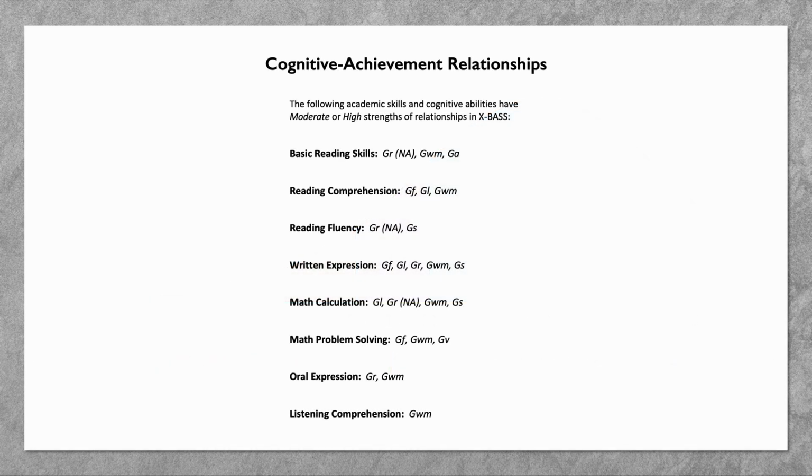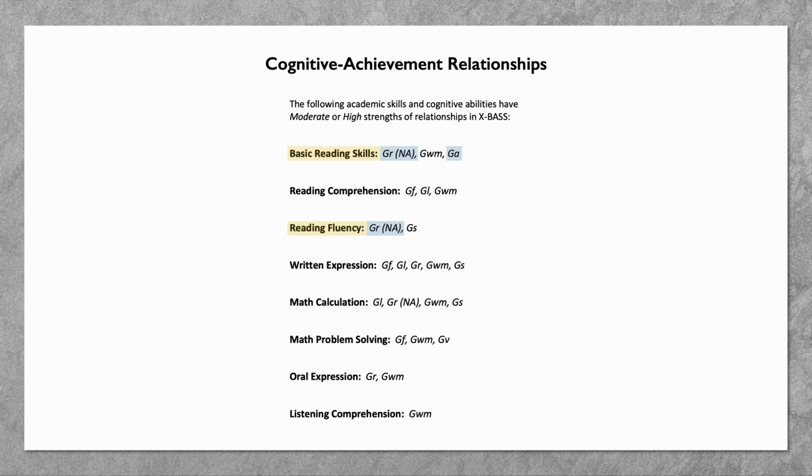So for help with that, you can go back to the PSW Made Easy website and find this document. And it shows the achievement skills that have a moderate or high strength of relationship with each cognitive ability as indicated in XBAS. So normally, we use cognitive scores to predict academic performance, but we're going to do this in reverse and use the child's academic weaknesses, both in the classroom and on testing, to predict the child's cognitive weaknesses. Now in this case, the concerns are basic reading skills and reading fluency. So we start by looking at the cognitive abilities they have in common: rapid naming, and I would also include GA.